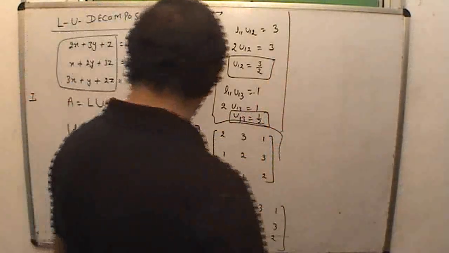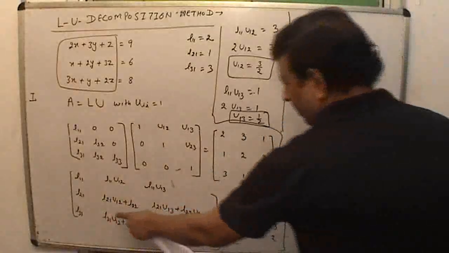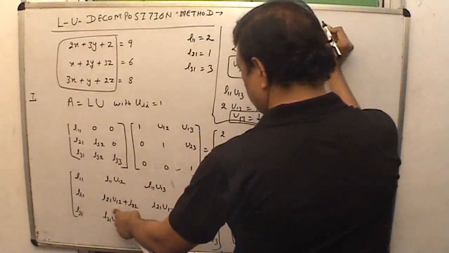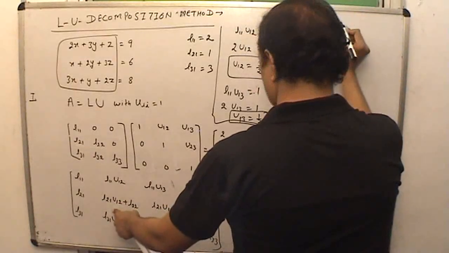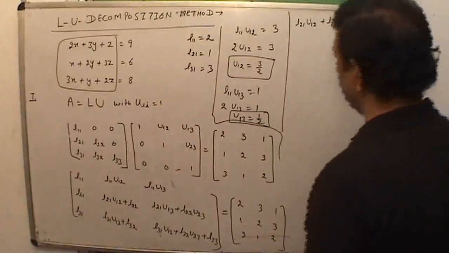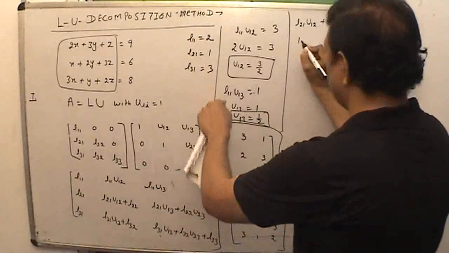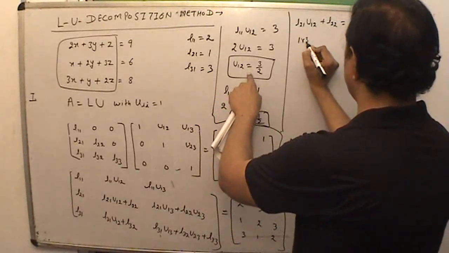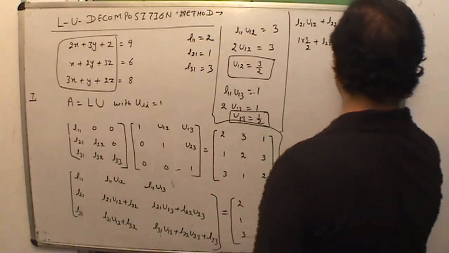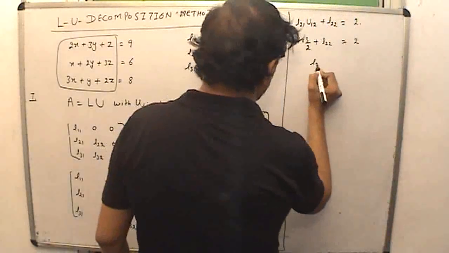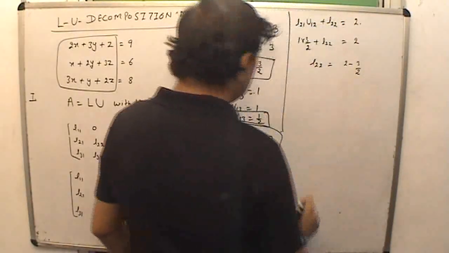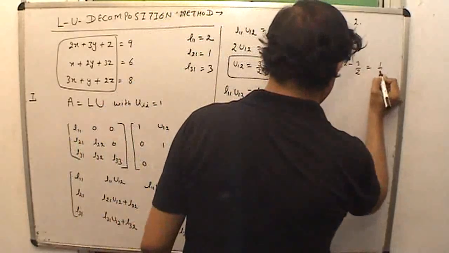So, from the second row, here is the element, L21 U12 plus L22 is equal to 2. Put the values which we have already. L21 is 1, U12 is 3 by 2, plus L22 still unknown, that is equal to 2. Then L22 is equal to 2 minus 3 by 2, that is equal to 1 by 2.